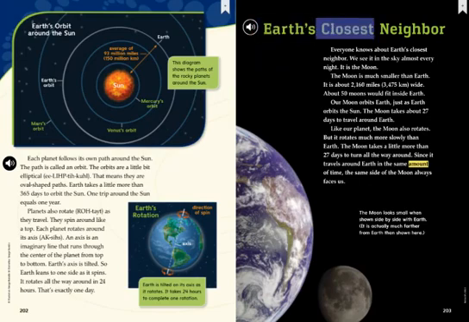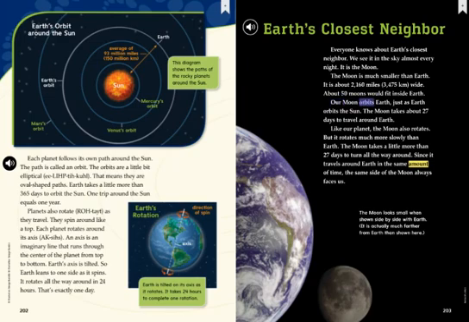Earth's closest neighbor. Everyone knows about Earth's closest neighbor. We see it in the sky almost every night. It is the moon. The moon is much smaller than Earth. It is about 2,160 miles, 3,475 kilometers wide. About 50 moons would fit inside Earth.